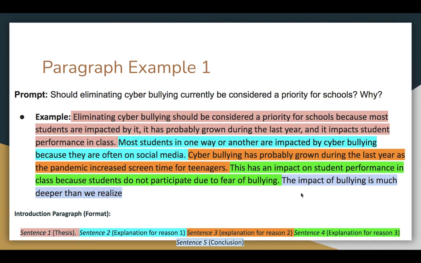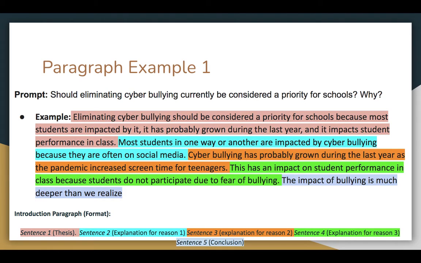So let me go ahead and read this entire paragraph so you can see what the end product looks like, and you'll see that this actually creates a pretty strong argument that is actually supported with your own words. So eliminating cyberbullying should be considered a priority for schools because most students are impacted by it. It has probably grown during the last year, and it impacts student performance in class.